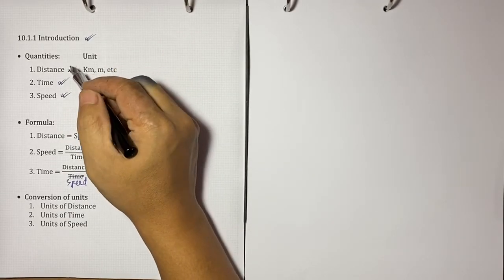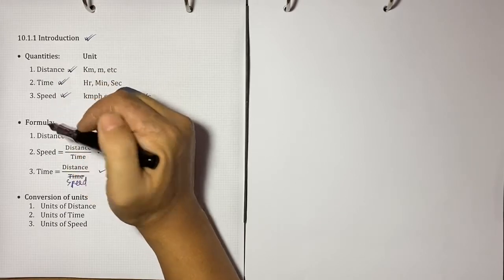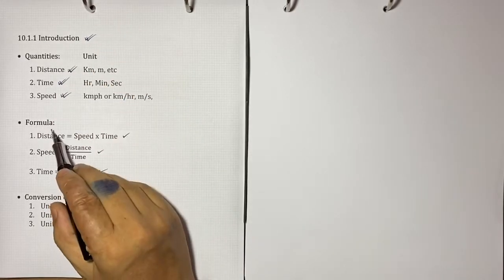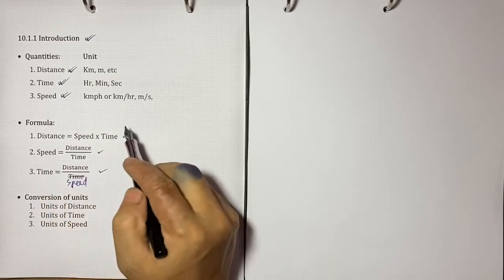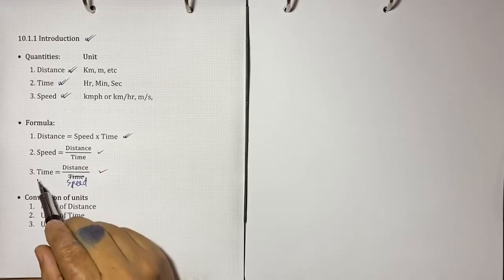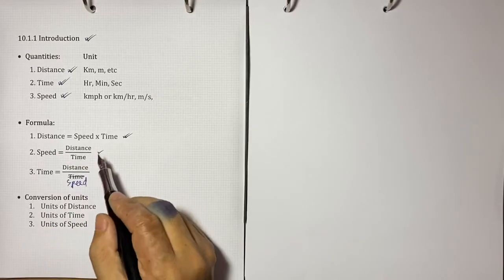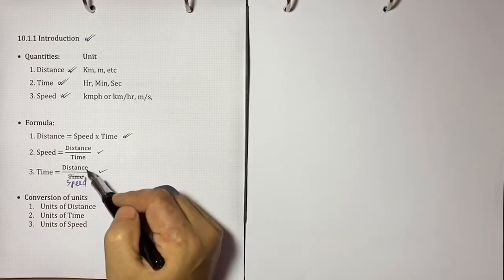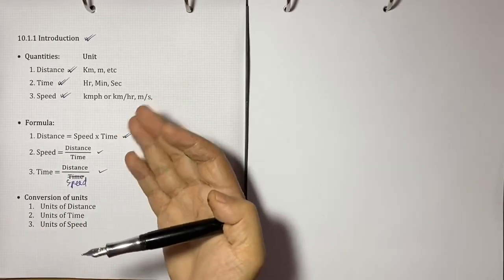Formula: distance equal to speed into time. Speed equal to distance divided by time. Time equal to distance divided by speed. In some problem types, all these quantities and formulas will mean separate things.